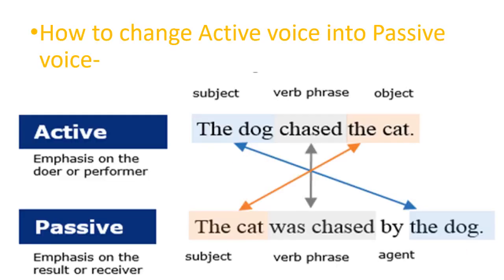Then we learned how we can change active voice into passive voice. See, the first sentence is in active voice: The dog chased the cat. Now when I change it into passive voice, first of all I make the subject the object in passive voice. Before the object I add by, and the object of active voice becomes the subject in passive voice. The cat was chased by the dog, and the verb will change according to the rules.